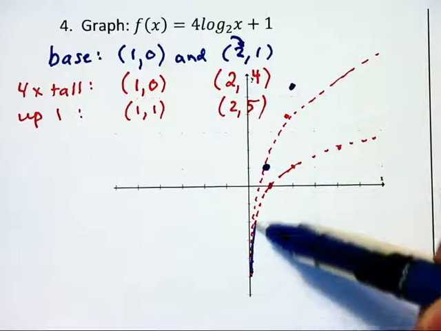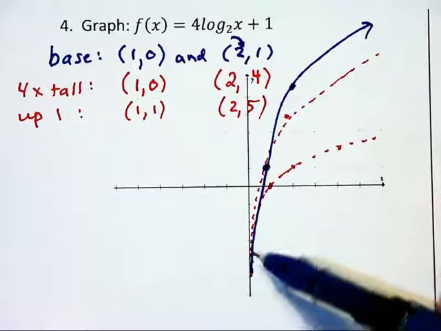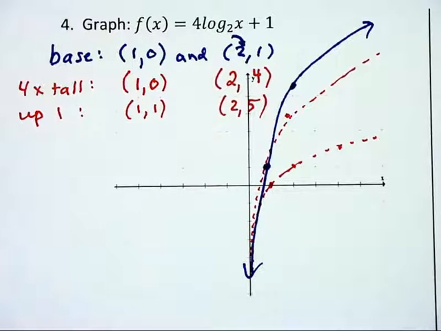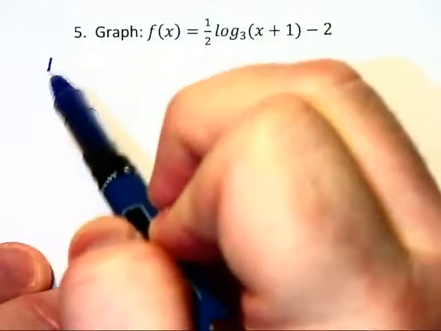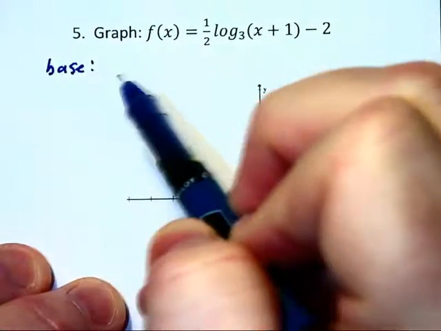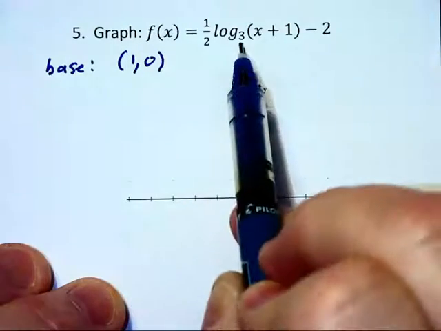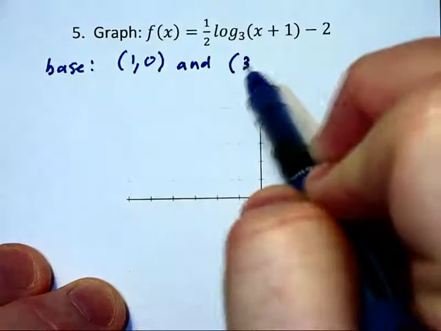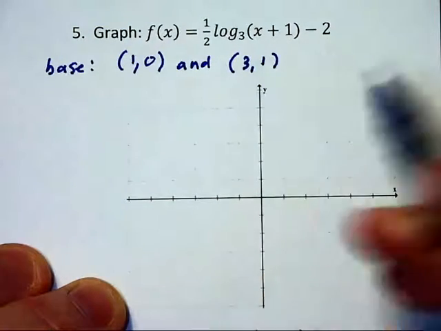So this graph is going to look pretty much like that. Let's try this again, because I know this is strange and new for you. Again, our base graph for a logarithmic function is going to go through 1, 0, and because this has base 3, it's going to go through 3, 1. That's before we have the 1/2, the x plus 1, and the minus 2 considered.